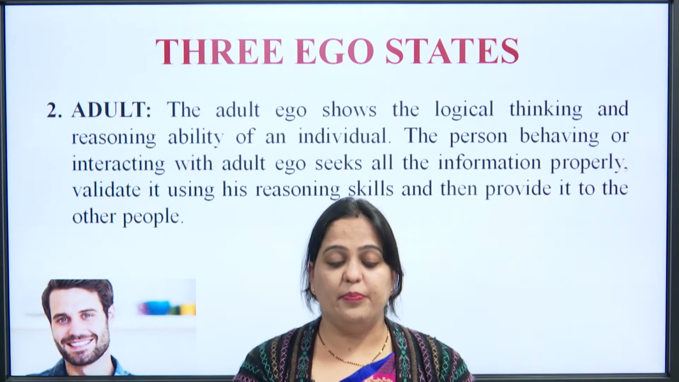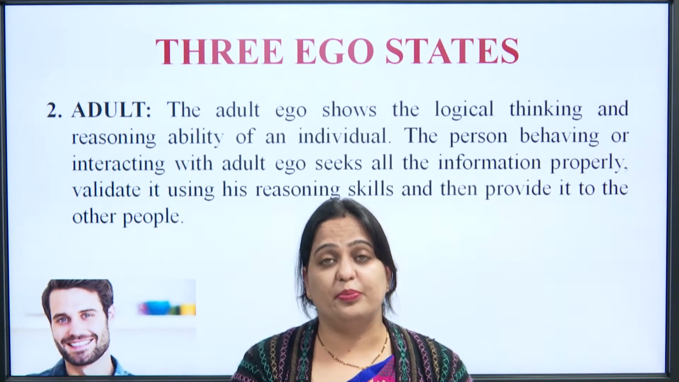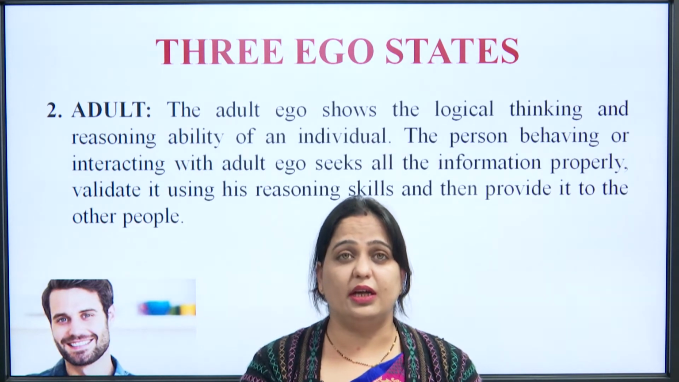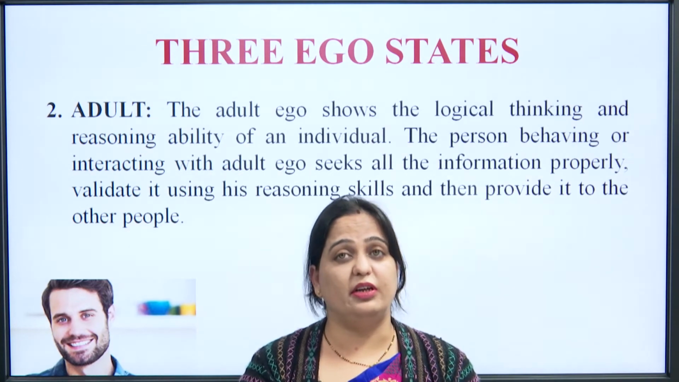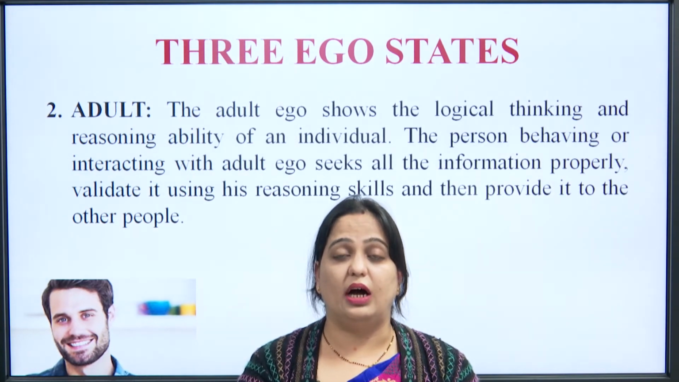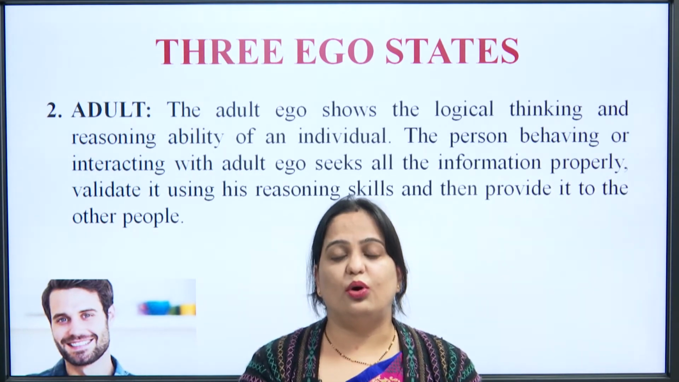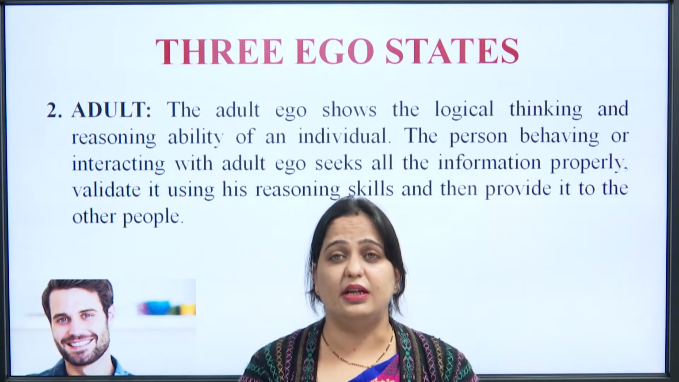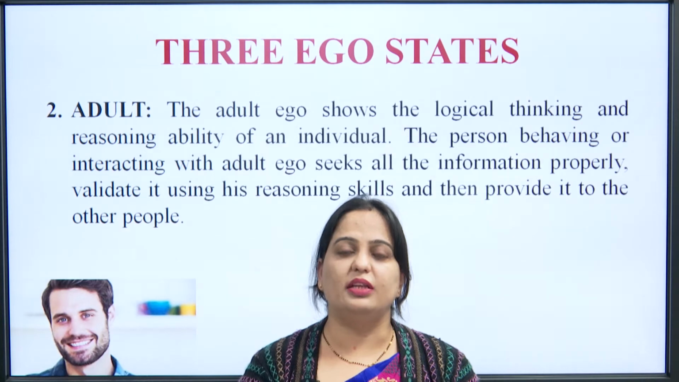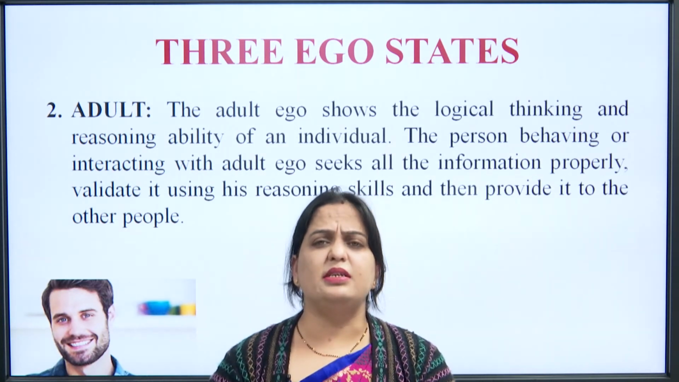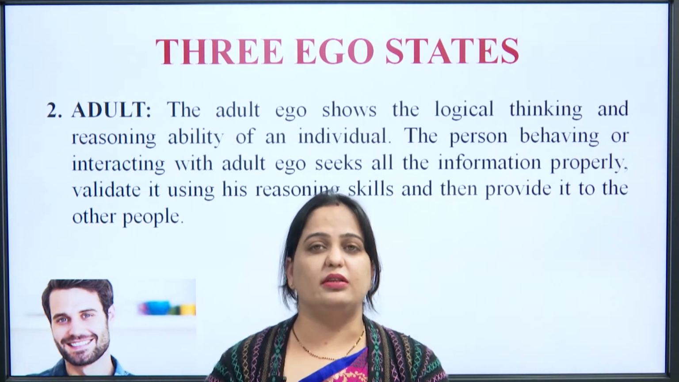The next is the adult ego state. This ego state is basically based on the logical thinking and reasoning ability of an individual. The person behaving or interacting in the adult ego state seeks all the information properly, validates it using their reasoning skills, and then provides it to other people. In the adult ego state, the person is very logical, very rational in thinking.